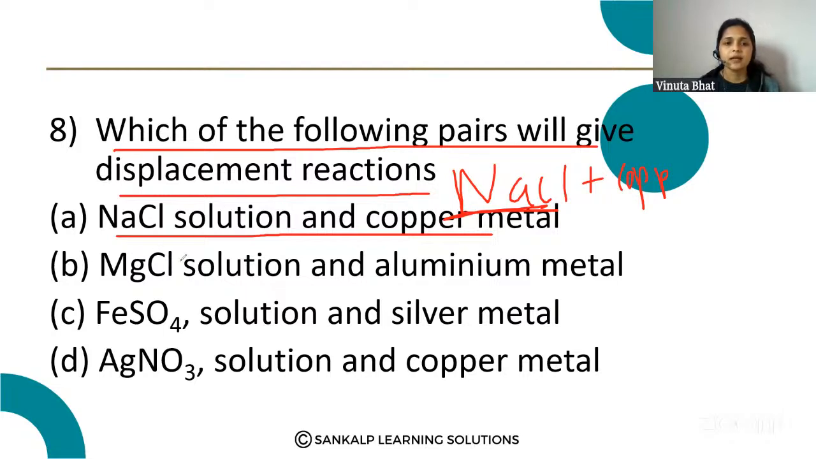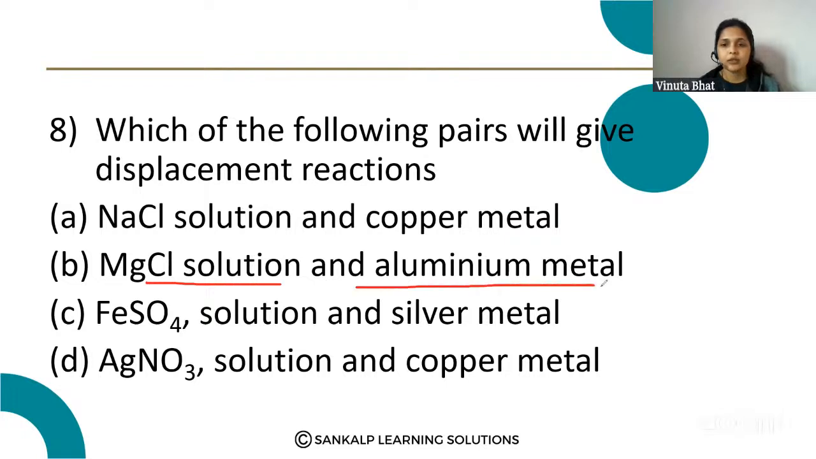Magnesium chloride solution and aluminum metal. Magnesium is more reactive than the aluminum metal. So magnesium displacement by aluminum is not possible because magnesium has the higher reactivity. Ferrous sulfate solution and silver metal. Just see the option.